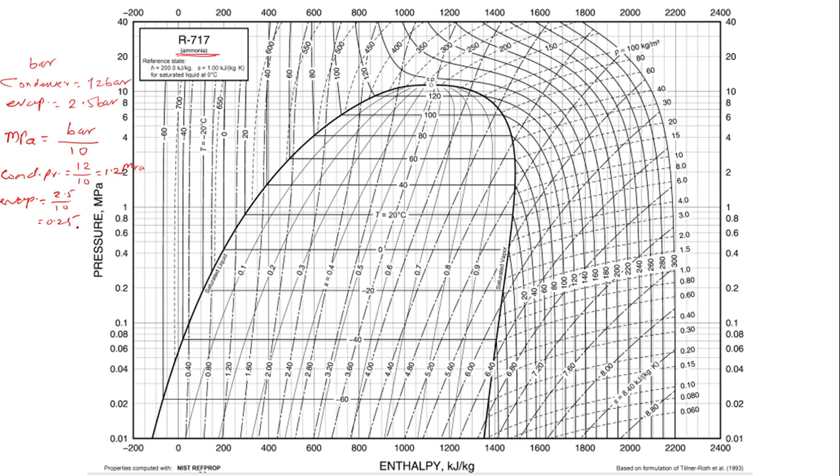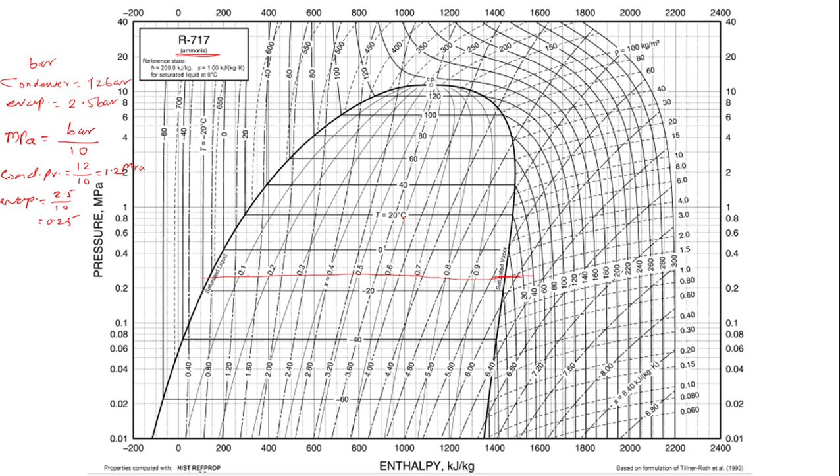Now I will plot these two pressure lines on the pH chart, and then we will go about the problem. First I will go for the 0.25 line. So this is 0.2, and here we will have 0.3. Somewhere over here, centrally, we will have the 0.25 line. As we have seen already, the compressor inlet is dry and saturated. So this is the evaporator pressure. Let us draw this line.